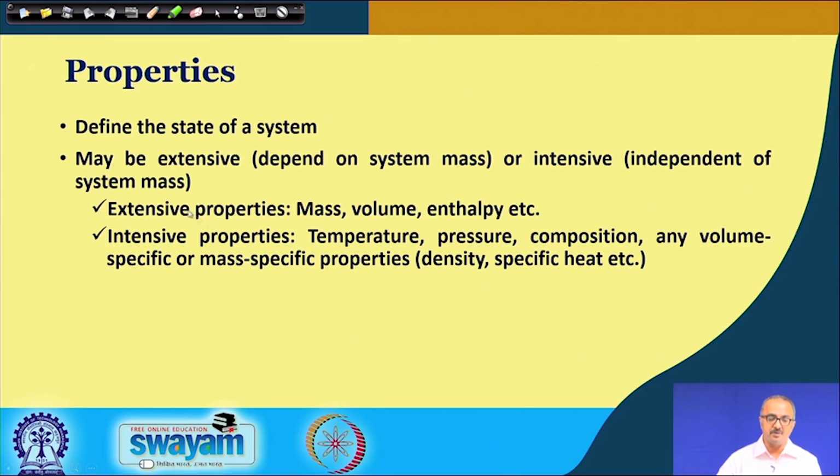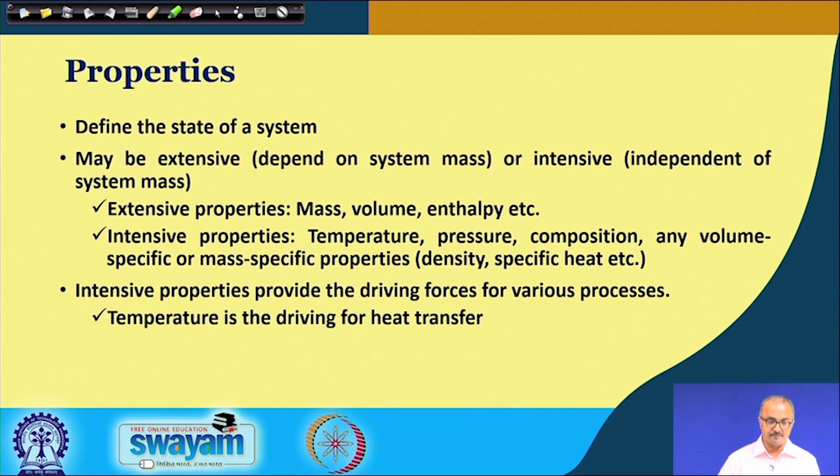So, some examples of extensive properties are mass, volume, total enthalpy, etc. And we have many intensive properties also, like temperature, pressure, composition, and any volume-specific or mass-specific properties. For example, if you look at density, density is mass per unit volume. Okay. Similarly, specific heat is the amount of heat per unit mass. So, all these things are based on either mass or volume, so they become intensive variables.